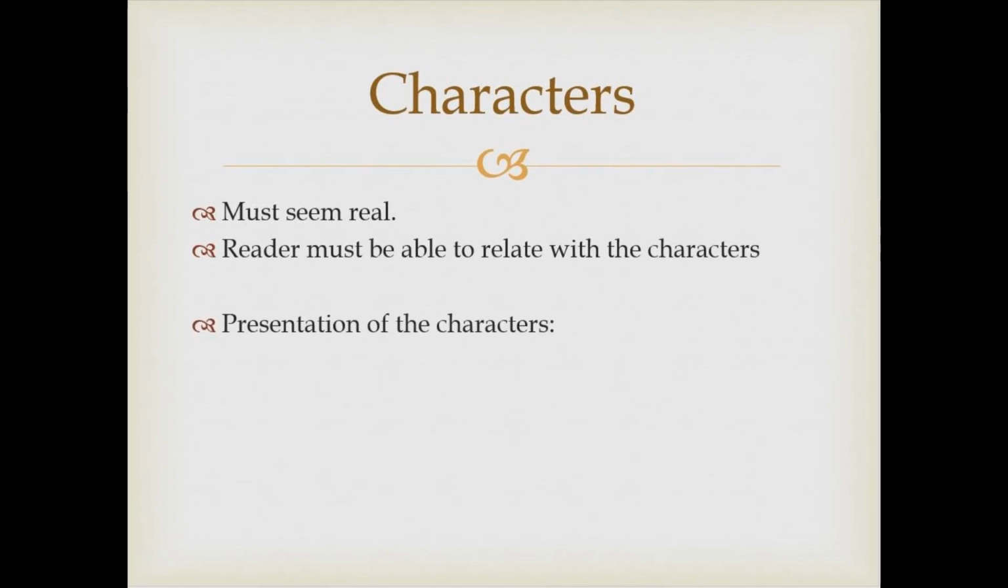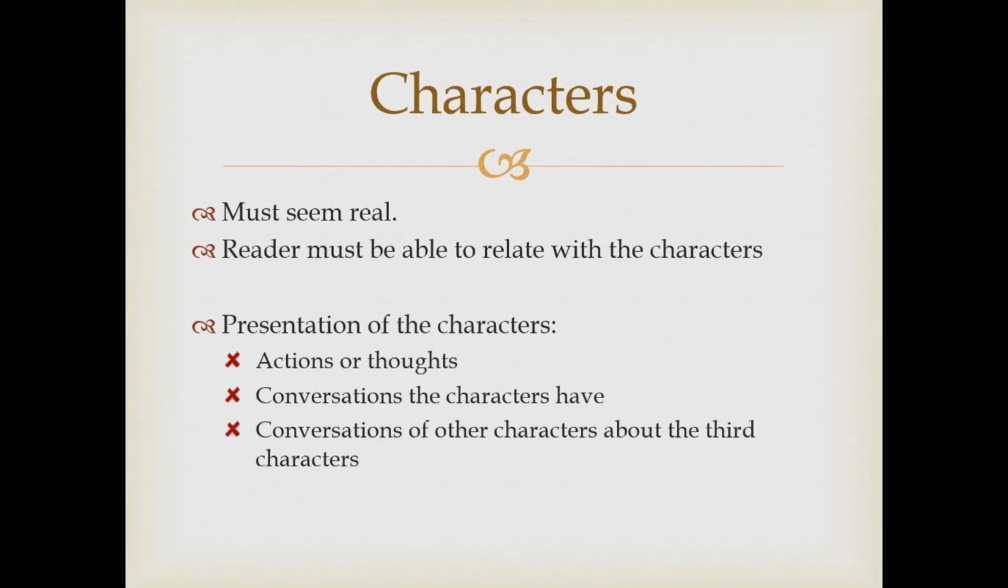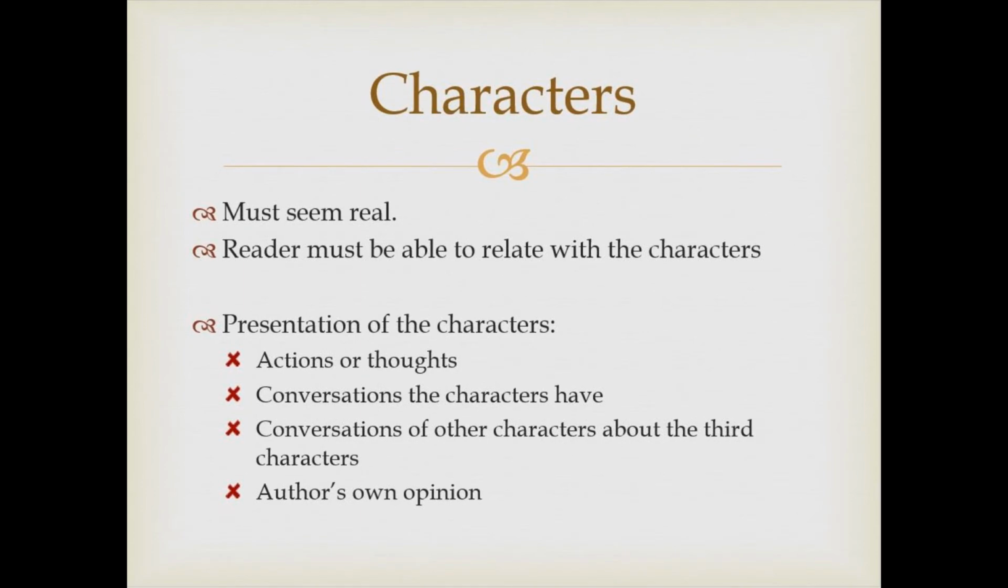Now, there are a few ways that the character is presented or described to us. It can be through the actions or thoughts of the character about himself or herself, or even about a secondary character. It can be through the character's conversations with each other, or even the conversations that characters may have about one another. A character can also be described or viewed from the author's own opinion. The author can even write about the villain or bad guy of the story and have you believe that he or she is actually the hero. Everything is about perspective.